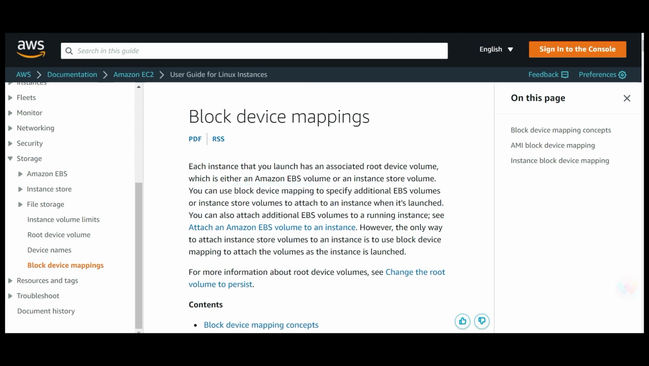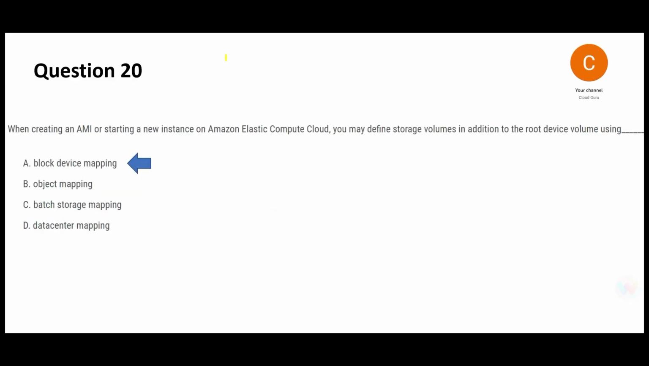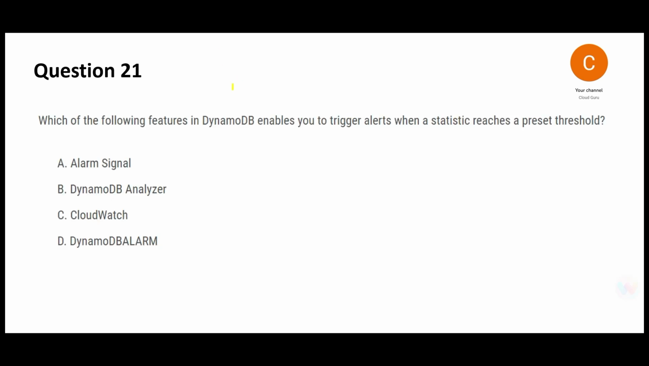Why? To specify additional EBS volumes. Just like instead of just drive C, you are also adding drive D and E. So this is my answer, plain and simple. Let's look at this question.